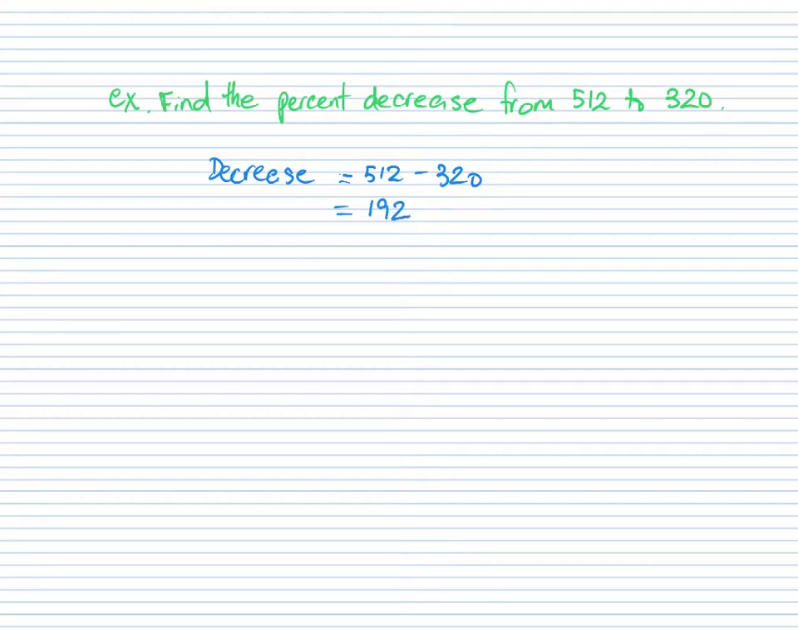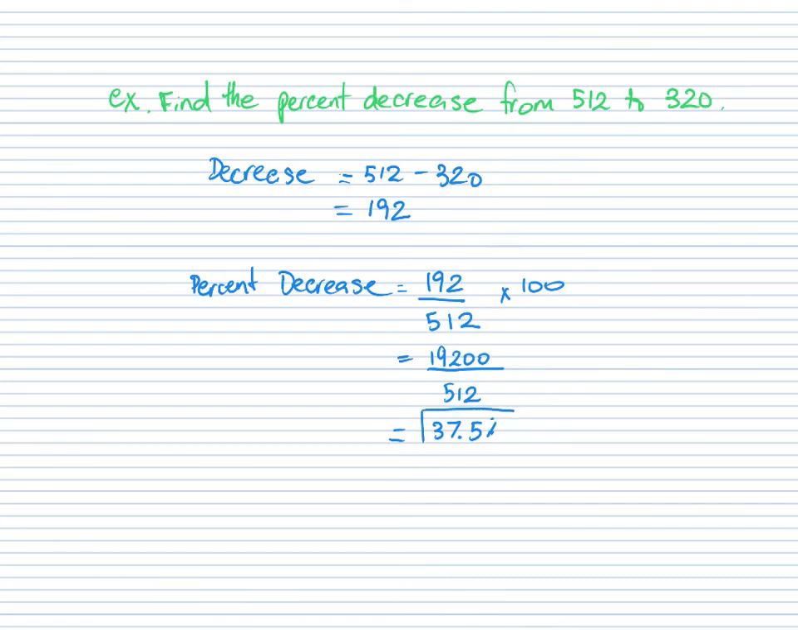All right, once we figure out the decrease, we can now go ahead and find the percent decrease. So we can take that 192, and again, remember we put it over the original amount, which is 512, and multiply it by 100 in order to change that fraction to a percentage. And when you do that, you get 19,200 over 512, which is equal to 37.5%. So in this question, the percent decrease is 37.5%.